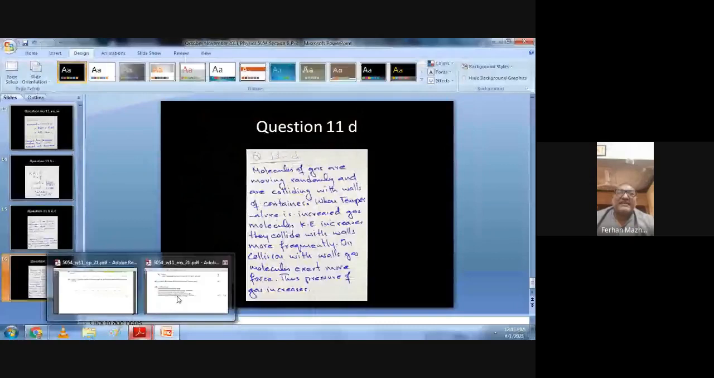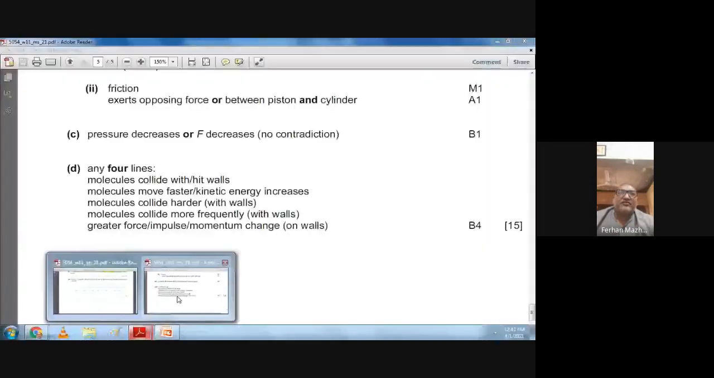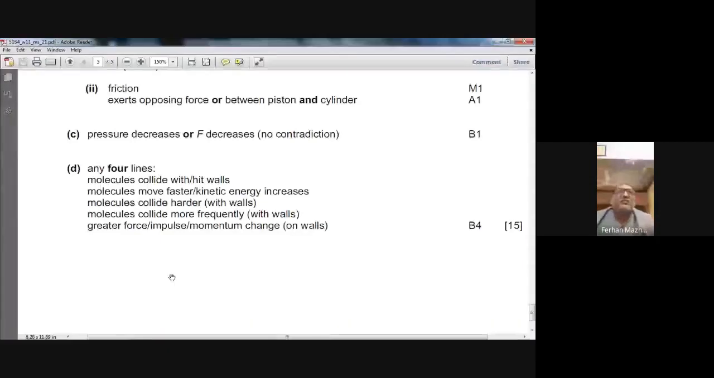Let's check the marking scheme also. The marking scheme says any four lines. It's a four-mark question. Molecules collide with walls, hit the walls: 1 mark for this. Molecules move faster, kinetic energy increases: 1 mark for this. Molecules collide harder with the walls: 1 mark for this. Molecules collide more frequently with the walls: 1 mark for this.